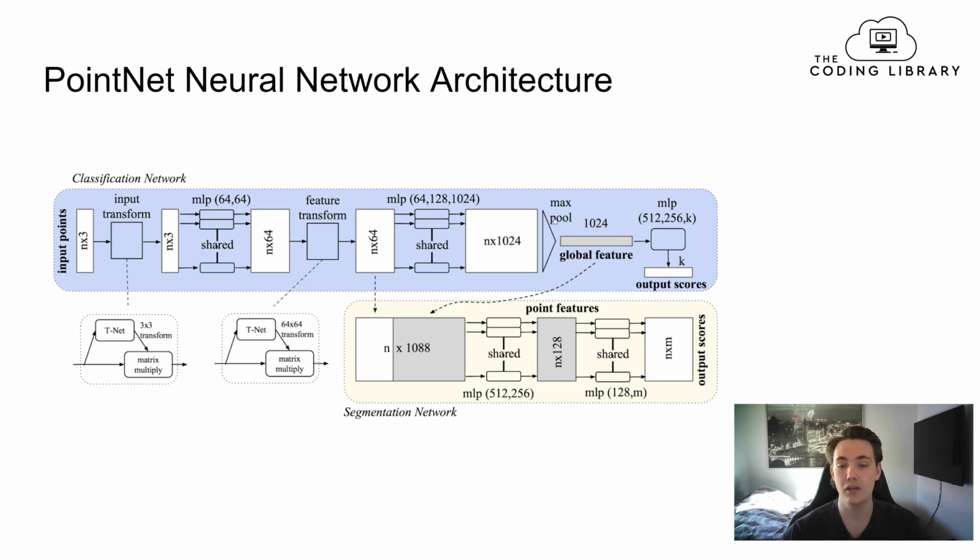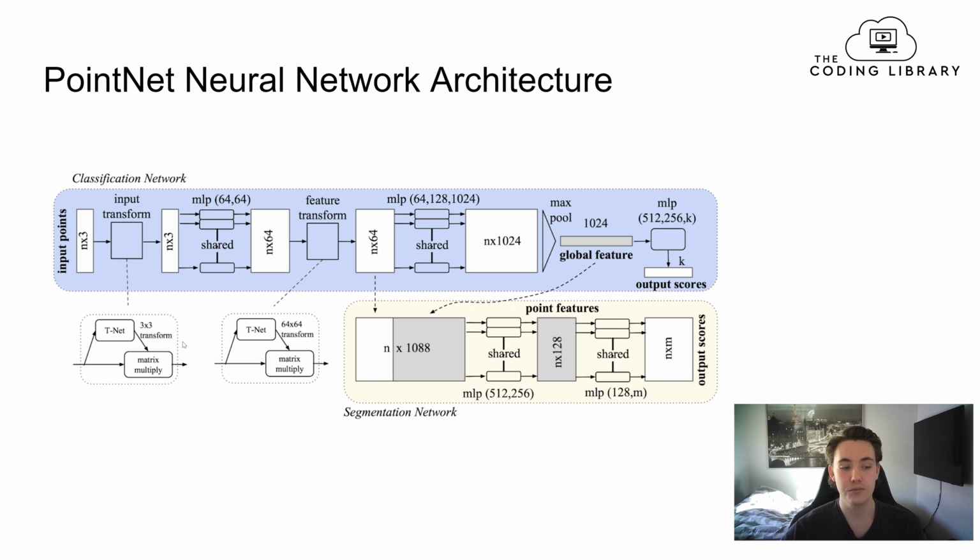Then we do max pooling, and then we'll have a vector with all the global features that we can then pass to our segmentation network to do the exact same thing again, where we have these different point features that we're going to extract from our information. And then at the end, we get output scores for both our classification network and our segmentation network. So this is the overall architecture that we have for PointNet to do point cloud segmentation.